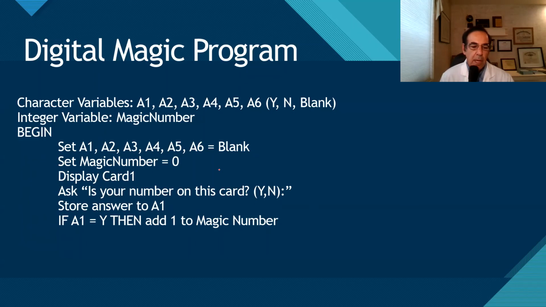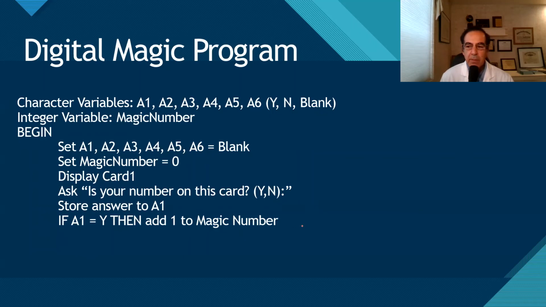Okay. And then we're going to display that first card on the screen that had all those numbers with 1 in the corner. Okay. And we're going to ask the user on the screen, is your number on this card? And the person's going to answer yes or no. And those are the only 2 choices. If they try to type an X, it's not going to accept it. Okay, and then we're going to store that answer to the first variable. And then we're going to put a conditional statement here. If the person answers yes, then we're going to add 1 to the magic number.